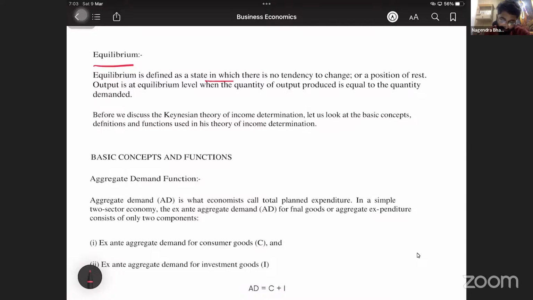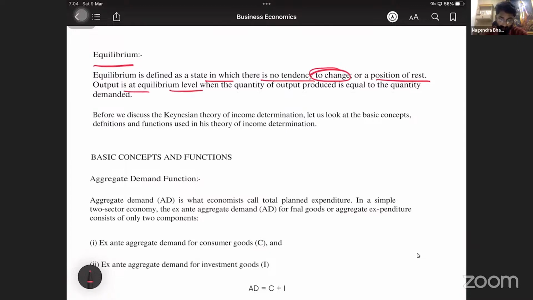Equilibrium is defined as a state in which there is no tendency to change. This we know. We have discussed this in previous chapters. There is no tendency to change. I don't want to change, sir. This is equilibrium or a position of rest. Sir, I want rest. I don't want to change my scale of operation. I don't want to increase it. I don't want to decrease it.